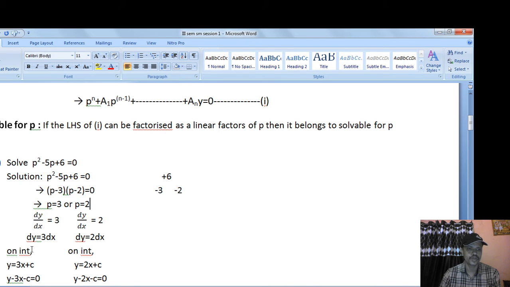dy by dx is equal to 3. And this is a first order, first degree differential equation. We can solve this equation simply by separating the variables. Separate the variables: dy is equal to 3 into dx. After the separation, we already know we have to integrate so that we get a solution. On integration, the integration of 1 with respect to y is equal to the integration of 3 with respect to x, which is 3x plus some constant c.